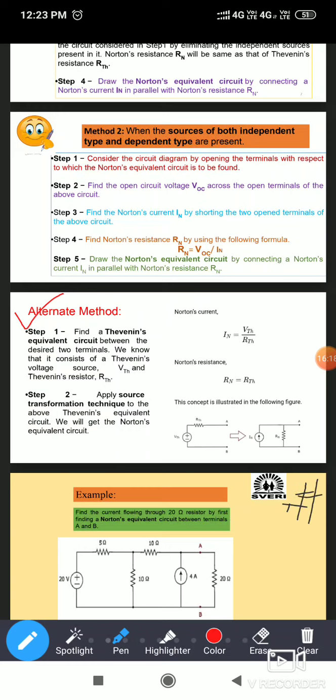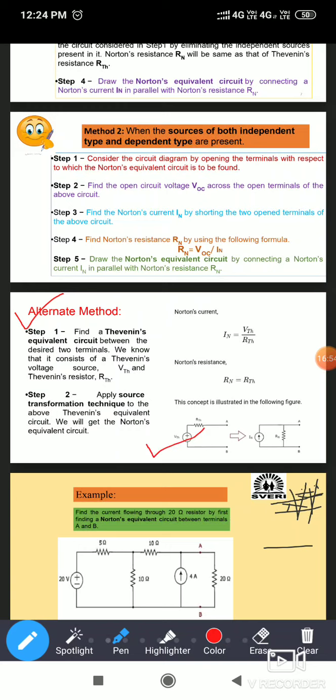Now here, the alternate method will be there. So alternate method means what? If the same circuit is there, and you know Thevenin's theorem very well compared to Norton's, if you are confident about Thevenin's theorem, then you can find the Thevenin's equivalent circuit. Even though they are asking for Norton's equivalent circuit, you can use the Thevenin's equivalent circuit. Then from Thevenin's you can easily convert into Norton's equivalent by using the source transformation that is given here.